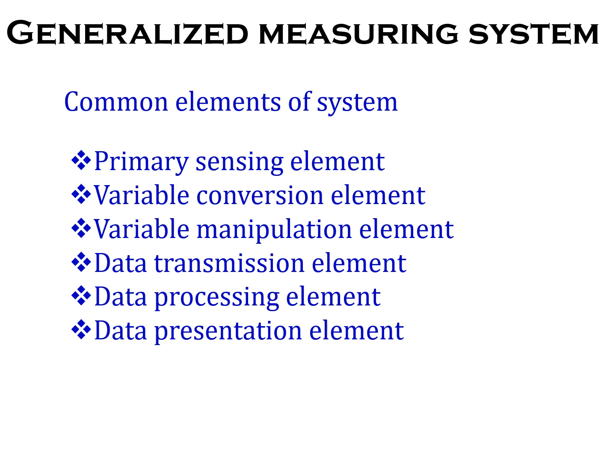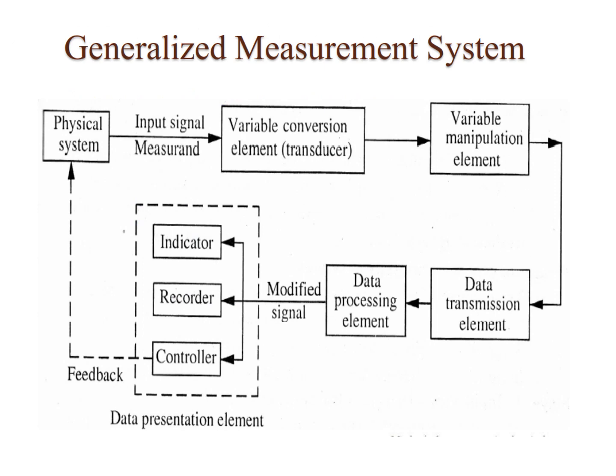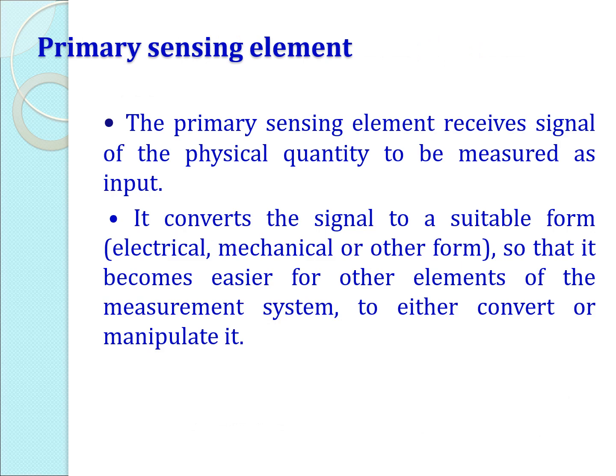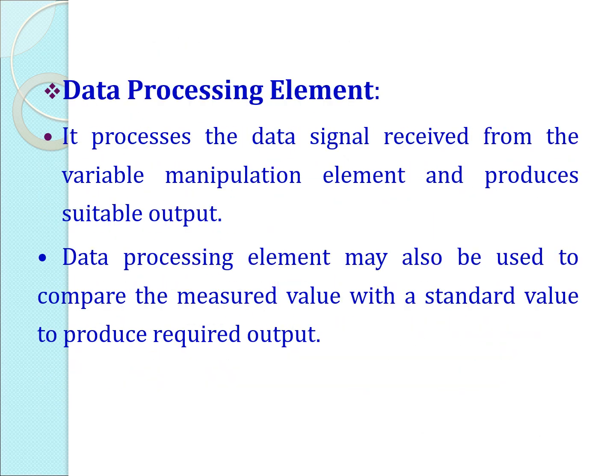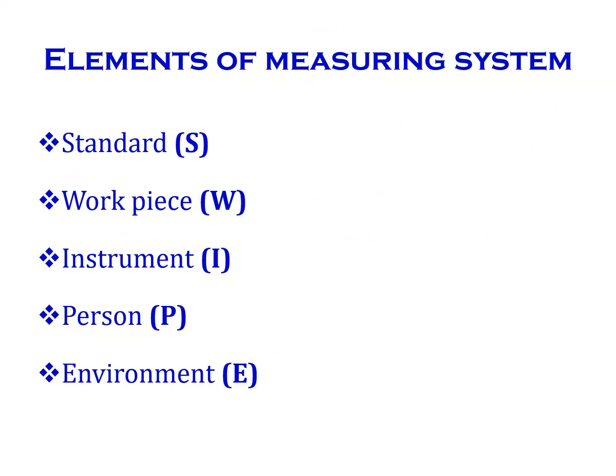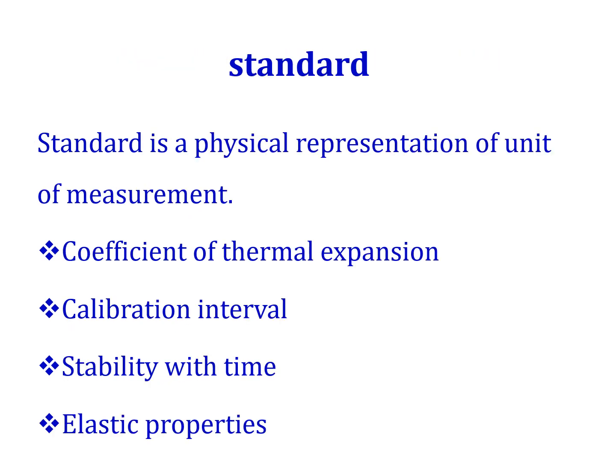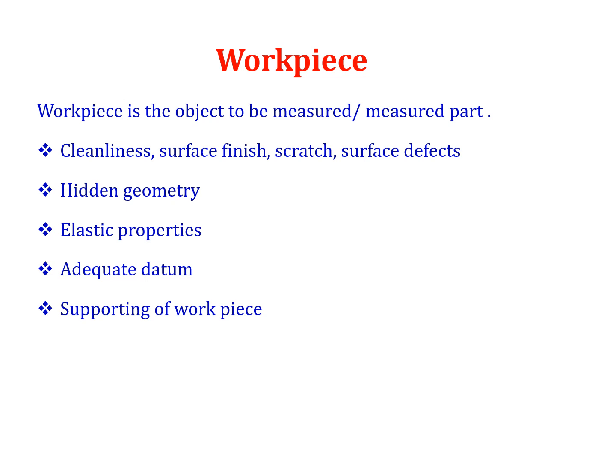These are the generalized measuring systems: primary measuring system, variable manipulation, data transmission, data processing, and data presentation. That is a generalized flow chart of how we are going to do the measurement. Various elements of the measuring system: a standard, workpiece, instrument, person, and environment.